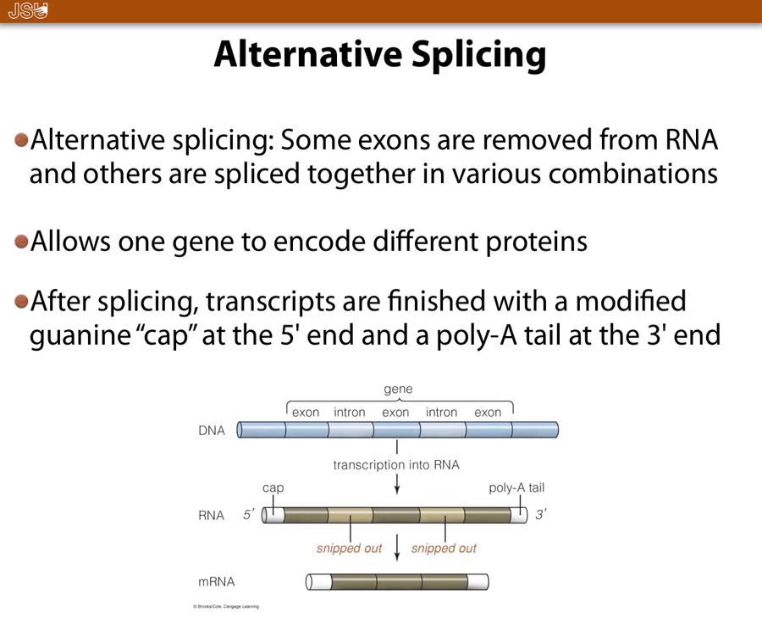After mRNA is made, two things are added. We have a 5' cap and a poly A tail. And this is how it is. It's a bunch of A's at the end.